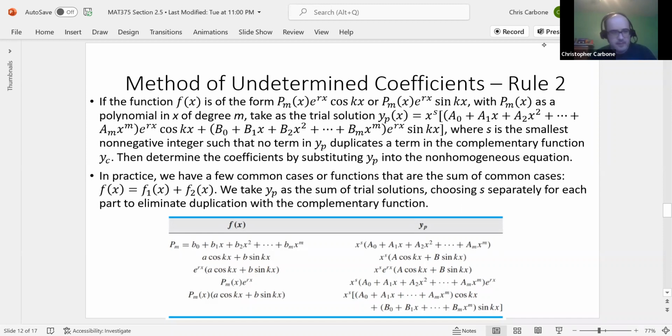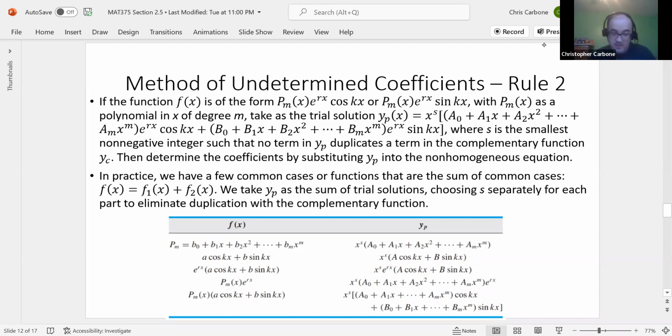In practice, though, we have a few common cases, or functions that are the sum of common cases. F of x is equal to f sub 1 of x plus f sub 2 of x. So we could take y sub p as the sum of trial solutions, choosing s separately for each part to eliminate duplication with the complementary function. So those include these in the table below.